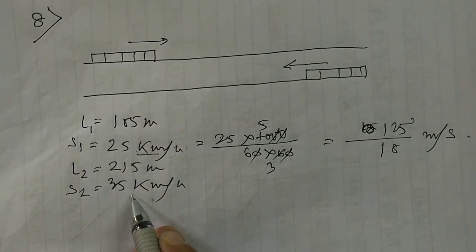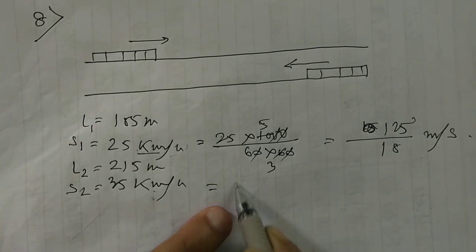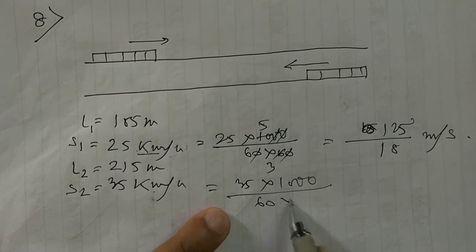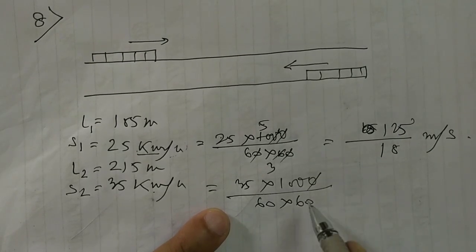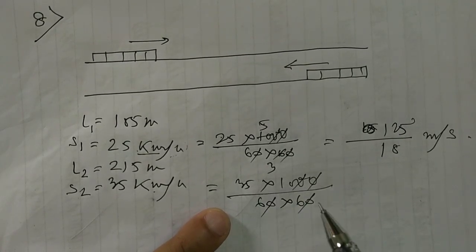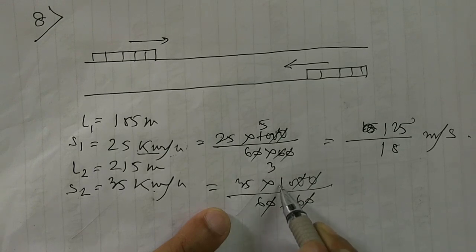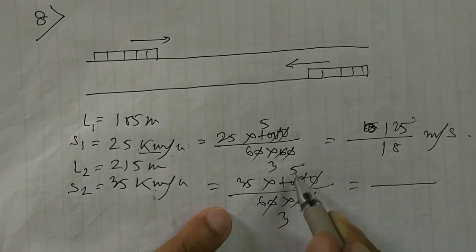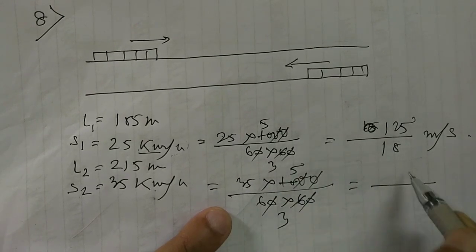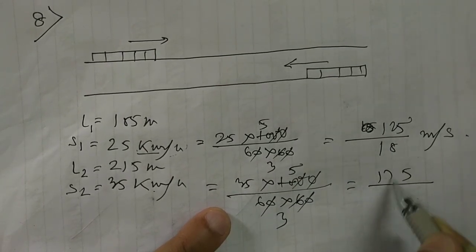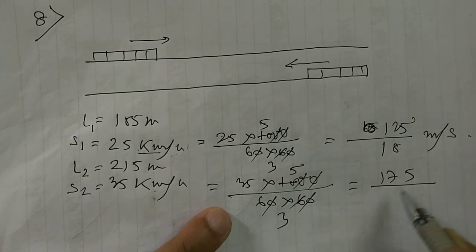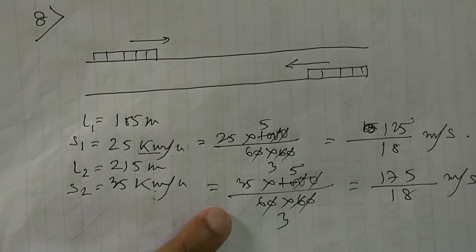Now what is the speed of this second train? Speed of the second train, 35 into 1000 by 60 into 60. Zeros cancelled. Then 35 into 5, 175 by 18. Got it? Meter per second.